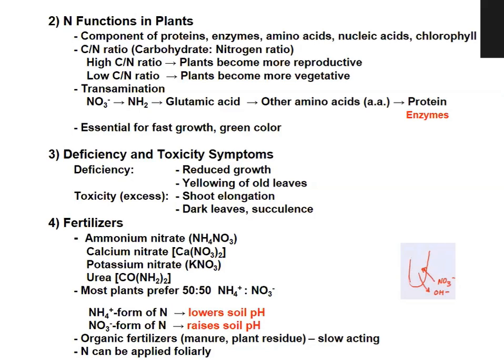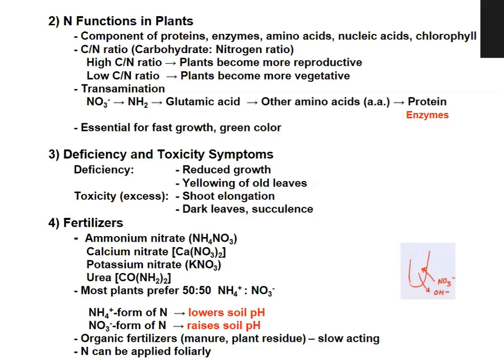Transamination: NO3 is converted into NH2, and then it is converted into glutamic acid and other amino acids. Nitrogen is essential for fast growth and the development of dark green color.